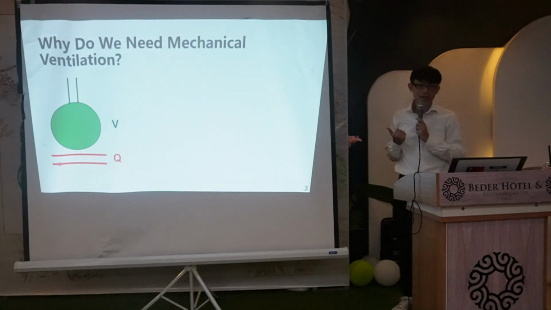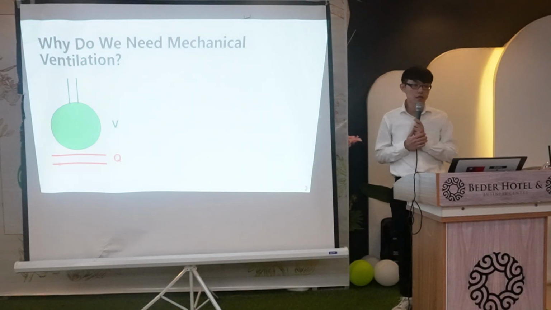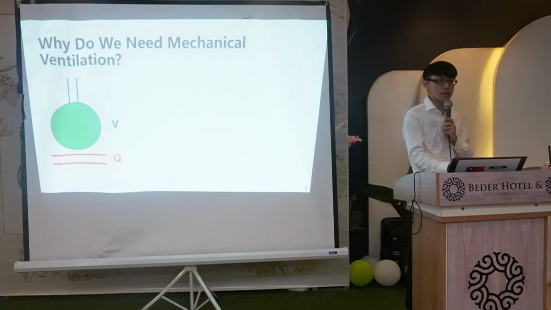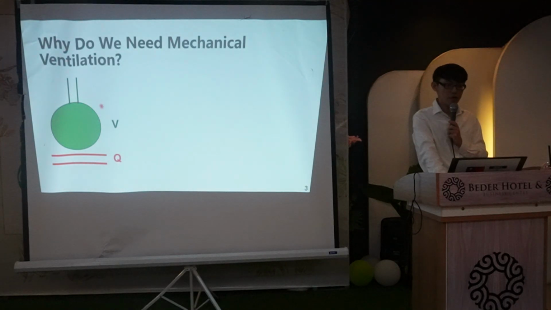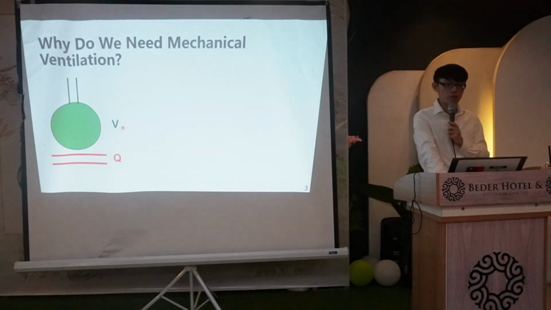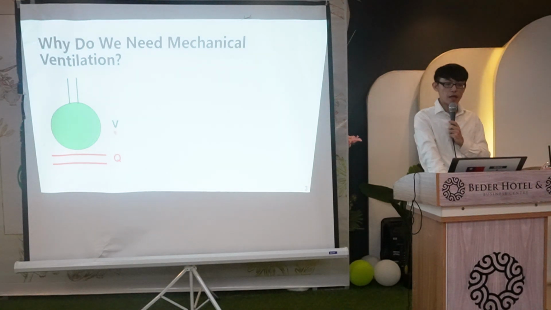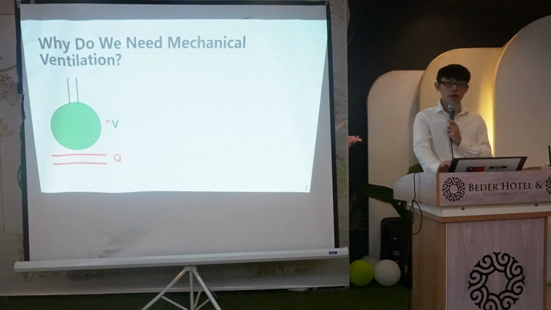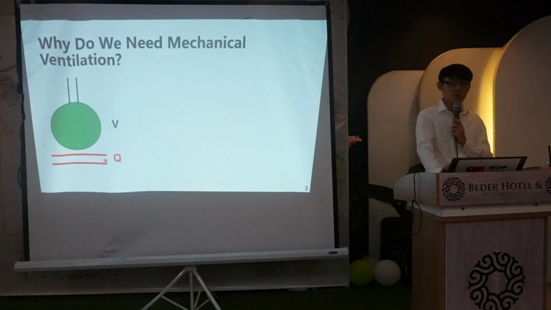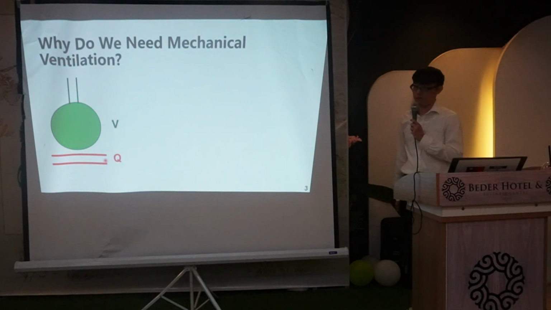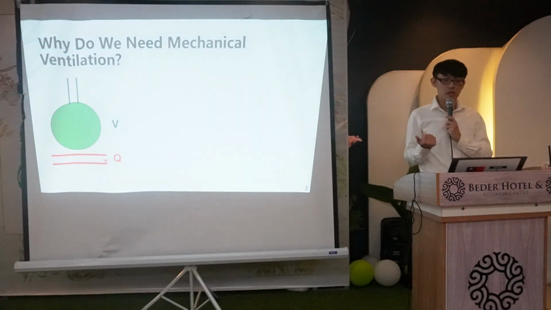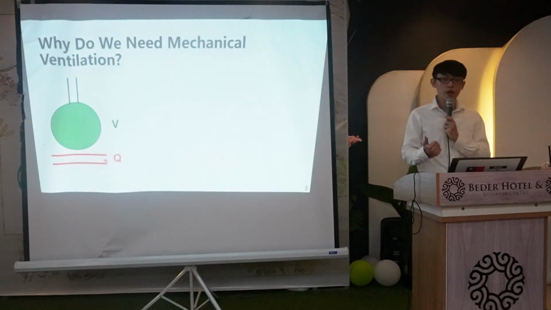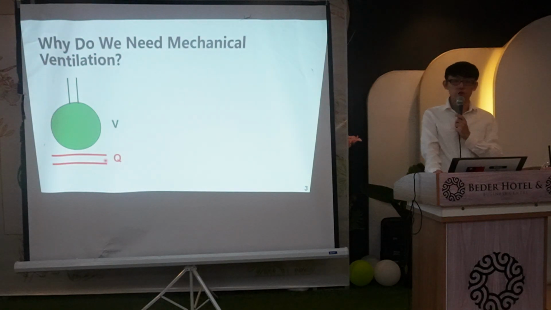Because our topic is mechanical ventilation, the first thing we need to know is why we need it. This is a normal alveolus, simplified. In normal people the ventilation is normal. We use V to symbolize ventilation and Q to symbolize perfusion, the pulmonary blood flow. Normal V with normal Q is called VQ matching.